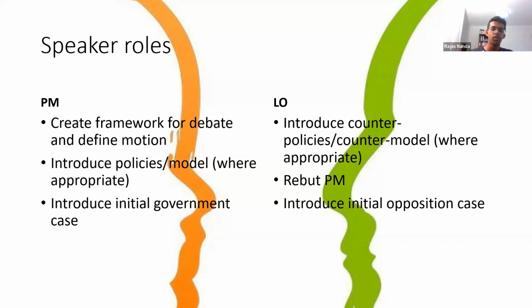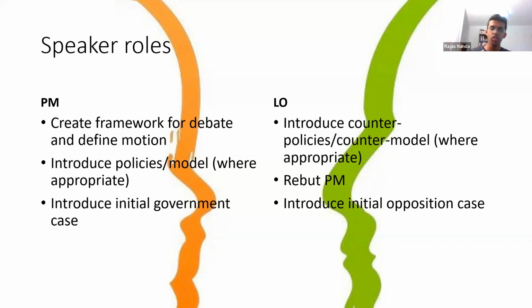Otherwise, if you don't make it very clear, then it quite often occurs that there are two different teams which have a very different image of the debate in their head. And so they're kind of just debating against each other without understanding the other side very well.